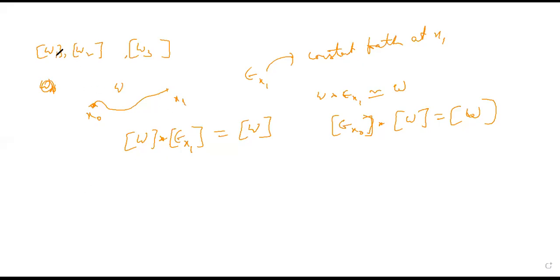So for paths omega 1, omega 2, omega 3 in such a way that their product is possible, right? Then their product is associative. And if we have a path omega from x0 to x1, then this holds. Now we have the following result.